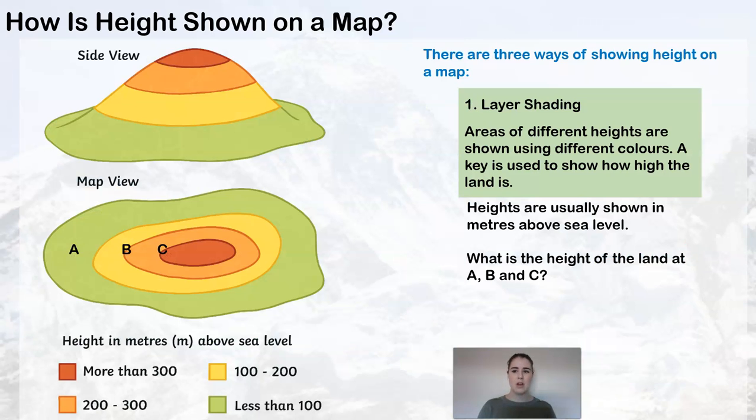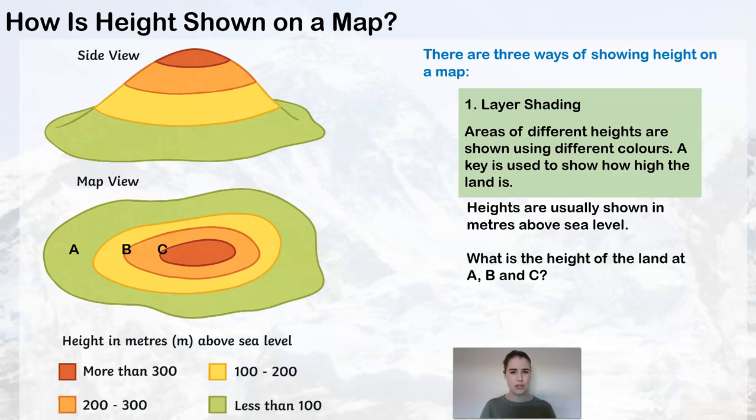So there are three different ways of being able to show the height of something on a map. Okay, so first of all we have layer shading. So the areas of different heights are shown using different colours, and usually there will be a key that matches those colours so that you can identify the different heights. Now heights are usually shown in metres above sea level, so how far off the ground they are from the sea level. So if we have a look here, this is what the side view would look like if we were looking at a hill. So we would be able to see the different levels starting from the lowest of metres to the highest metres.